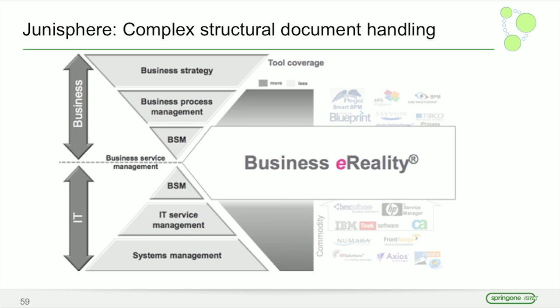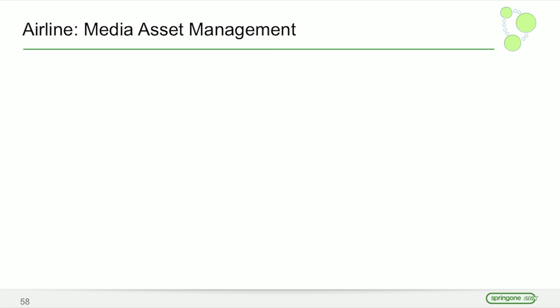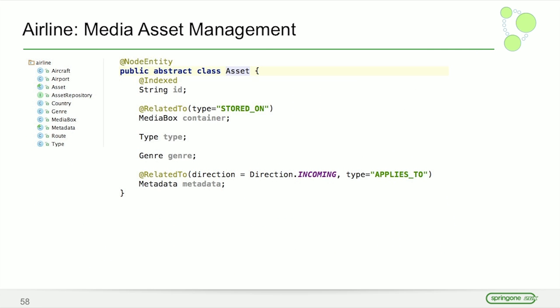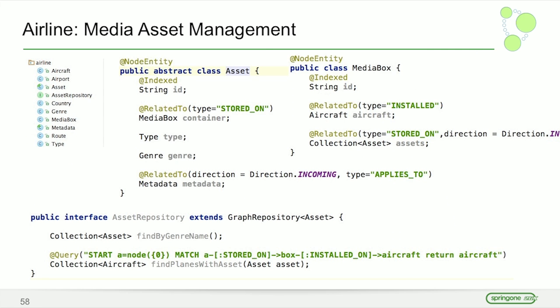Another use case. So any questions to this airline use case? Yeah? I had a question. Go back on the example there, you had the asset as an abstract class. Yeah, so I think I wanted to do it differently, and then I didn't finish that.